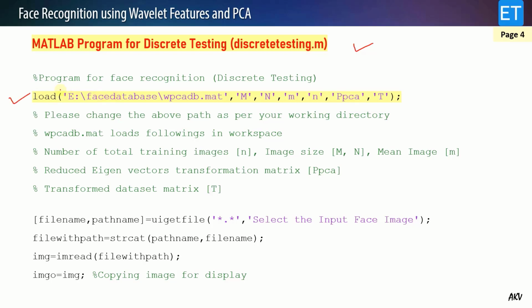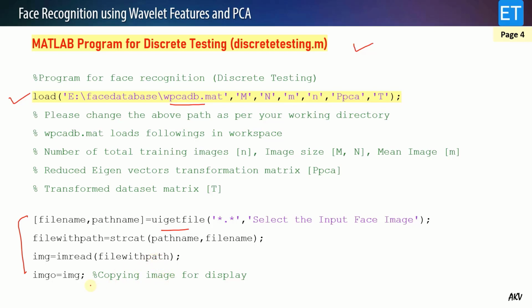First you have to load the saved variables in the file wpcadb.mat in that same directory. This file loads these variables: m, n, small m, PPCA and T. All of these will be utilized in the recognition process. With this line, I am reading my input image. I can pick it with uigetfile, a system dialog box appears from where you can select any file that you want to test.